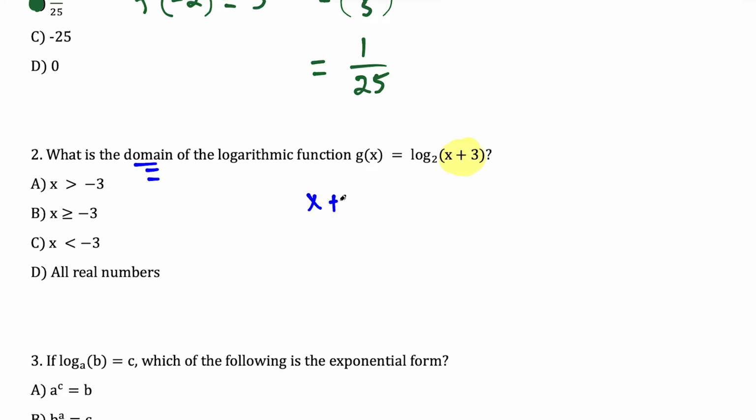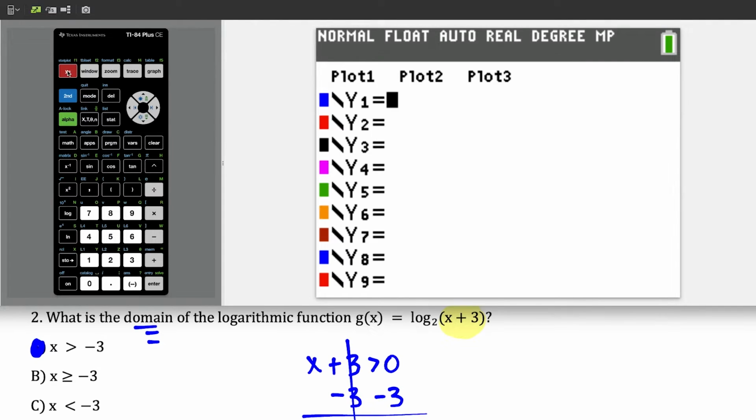So just knowing that, if we set x plus 3 to be greater than 0 and solve for x, we're going to get x is greater than negative 3. We just solve this by subtracting 3 on both sides. And 3 minus 3 cancels, and we have x is greater than 0 minus 3, which is negative 3, so we get choice A.